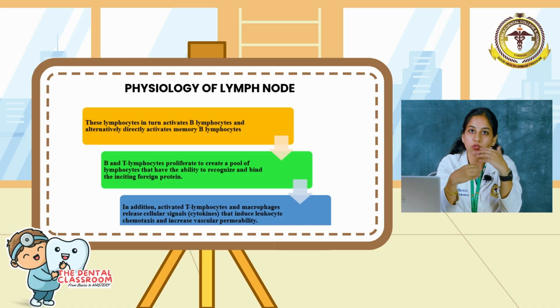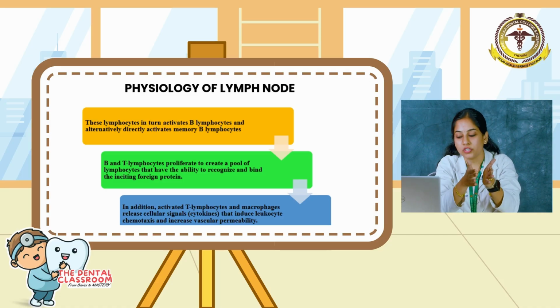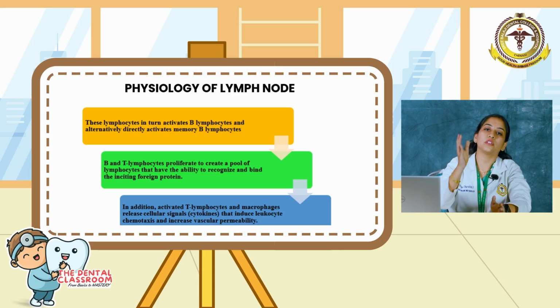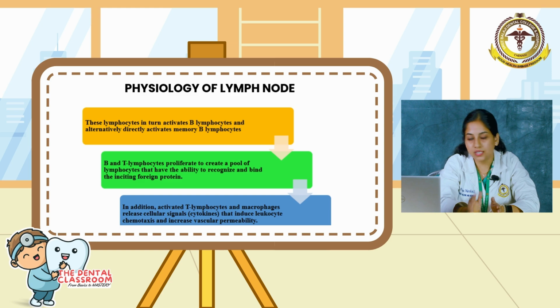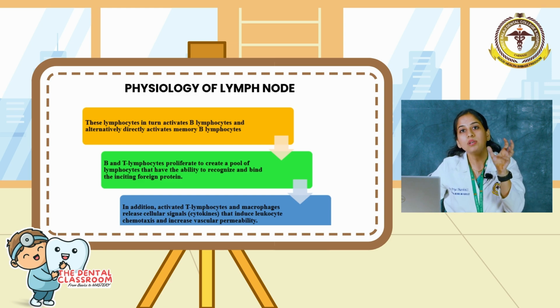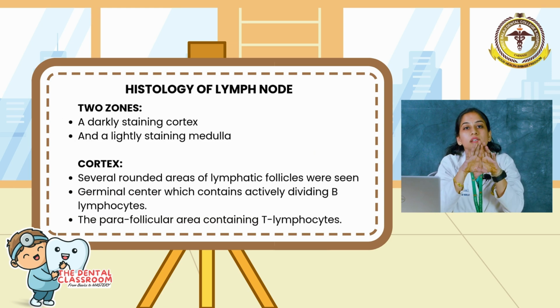In addition to the activated T lymphocytes and the macrophages, we also have certain cellular signals, that is the cytokines, that induce leukocyte chemotaxis and increase the vascular permeability. Whenever there is an infection, the first one to come into action will be the lymph nodes. So how does the histology of a lymph node look in a microscope?